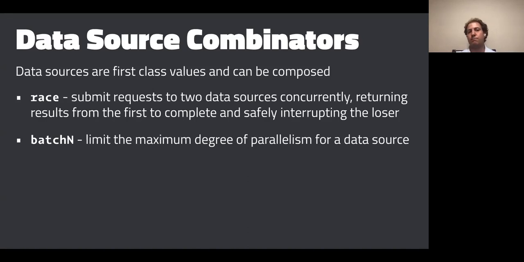Another useful one is this batchN combinator, which goes a little bit to one of the questions earlier. You could say, okay, this is great to have the batching, but I don't want my data source to be getting 100,000 requests. That's too many for it to handle. I only want it to deal with 100 or 1,000 or however many at a time. So we've got this really easy combinator to do that.